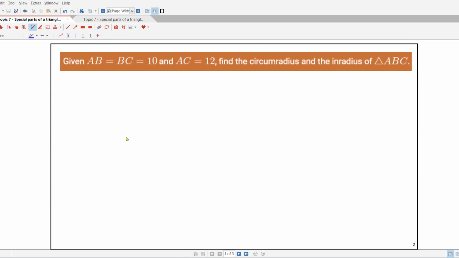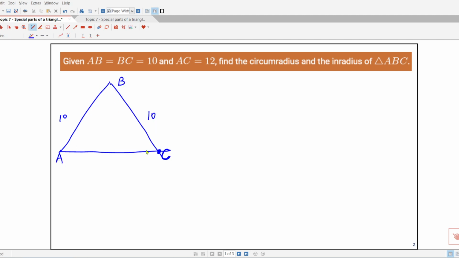Okay, challenge question number 2. Given AB equals BC equals 10 and AC equals 12, find the circumradius and the inradius of triangle ABC. Okay, so triangle ABC is an isosceles triangle. AB is 10, BC is also 10, right? So this point here is C, and AB equals BC. Oh, sorry, made a mistake here. This point is B, this point is A. So AB equals BC. So this length is 10.